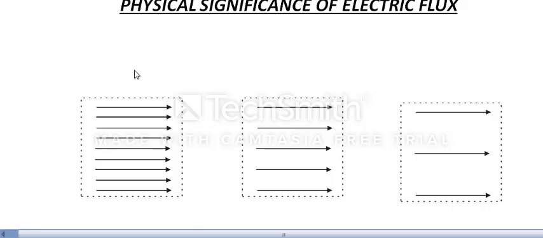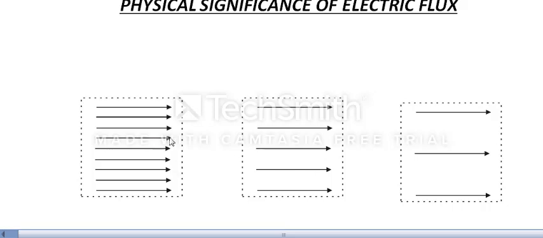Hello everybody. Now we'll be discussing the physical significance of electric flux. For this, let us again start with a basic description of electric field using electric lines of forces.